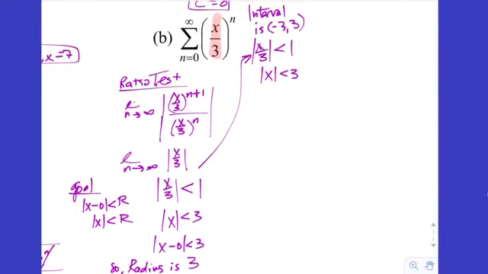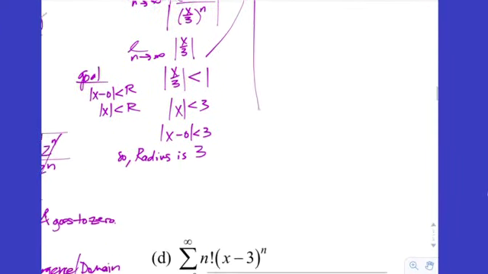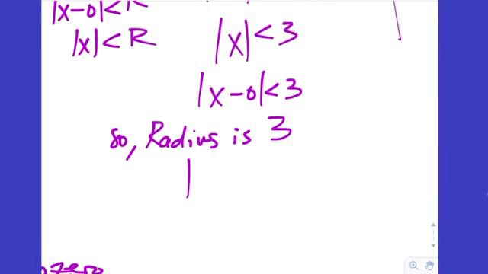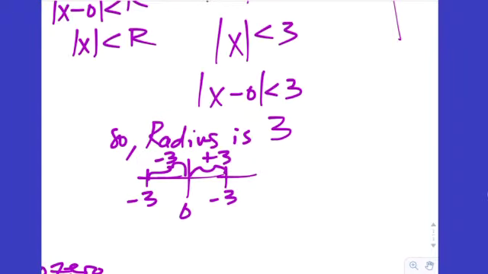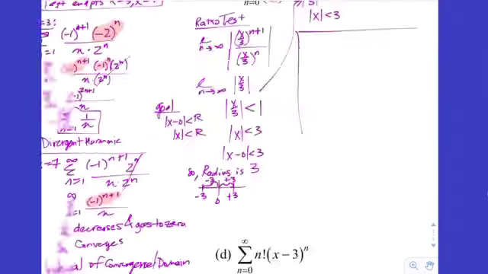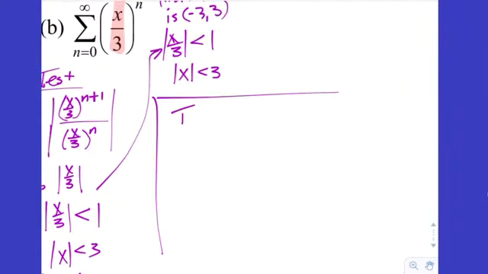So let's come up here now and test the endpoints. Or actually, if the radius is 3, here's what you might want to do. I always, again, like to draw the little number line. So I can go 3 units to the right of the center and 3 units to the left of the center. And this one's symmetrical around 0, so it's pretty easy to come up with negative 3 and positive 3. So now I'm going to come up here and test the endpoints.